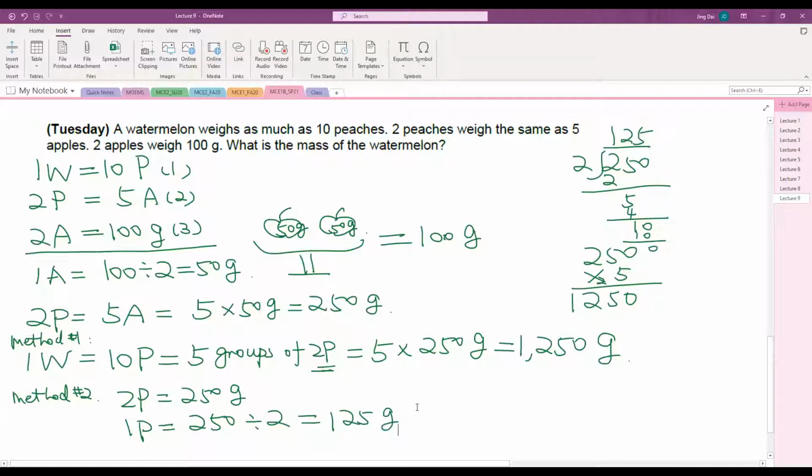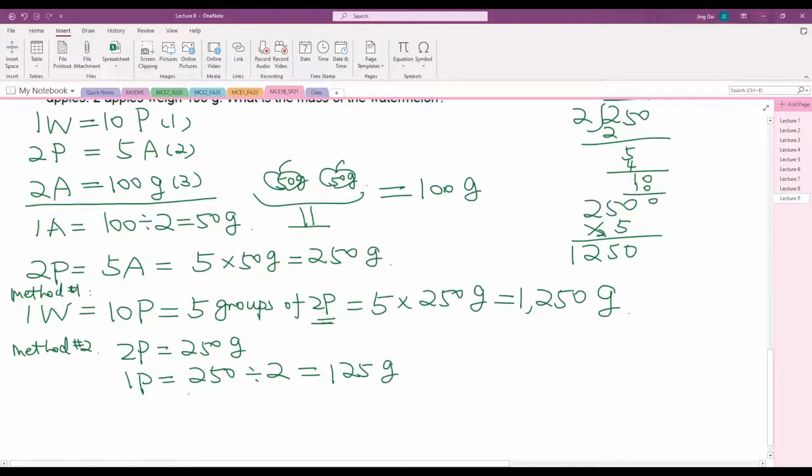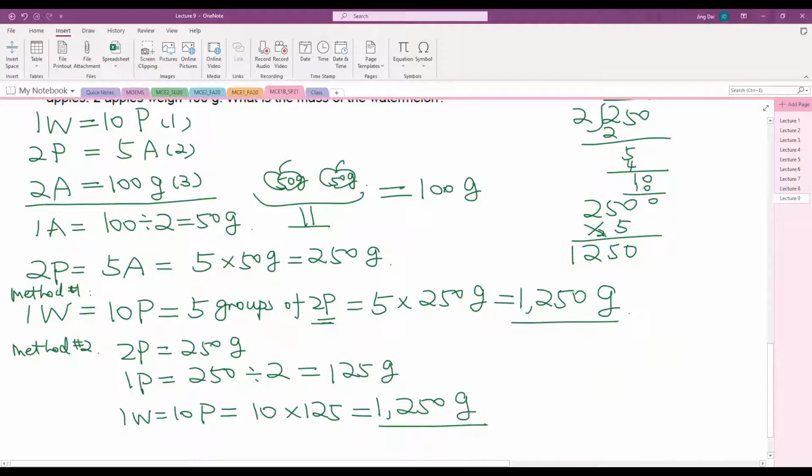Now, 1 watermelon is 10 peaches. Now it has become really easy. 10 times 125. That's 1250 gram. So either way, you should have this number, okay? Very good. You either figure out what 2 peaches weigh, and then you use 5 groups of 2 peaches, or you figure out what each peach would weigh, and then you just times 10. So either way, you should have 1250. That's your answer. Moving on to Wednesday.